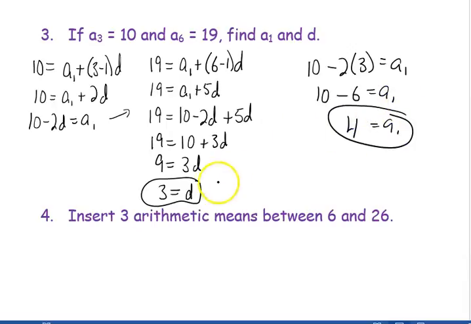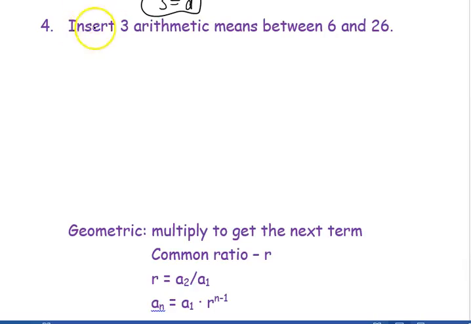So a sub 1 should be 4 and d should be 3. Okay, for my fourth example, it says insert 3 arithmetic means between 6 and 26. That means I have a sequence that's 6, and then 3 somethings that I don't know, and then 26. So let's think about what I know.